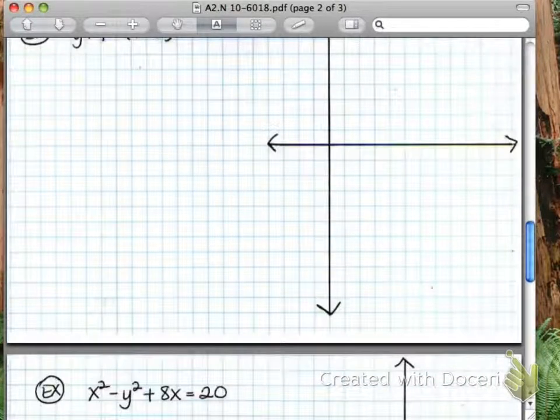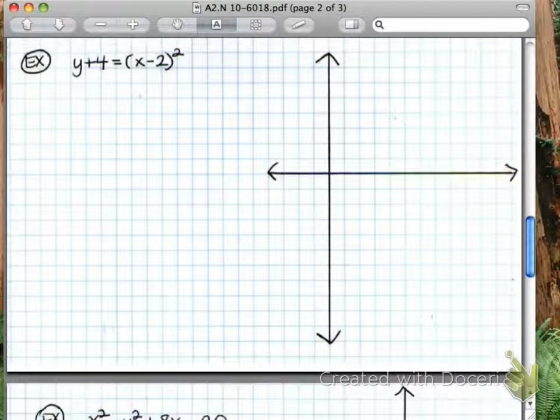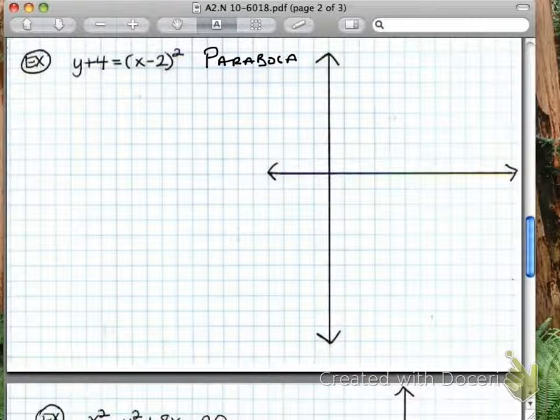Here we have y plus 4 equals x minus 2 squared. So what do we have? How do we know we have a parabola? Because there's only one squared term. So we do have a parabola.